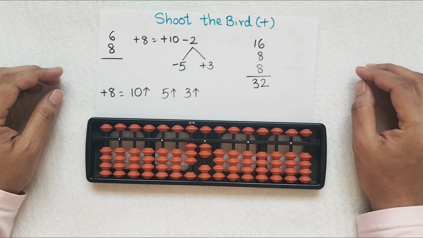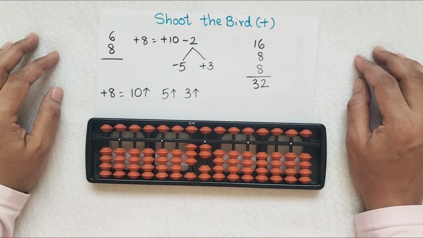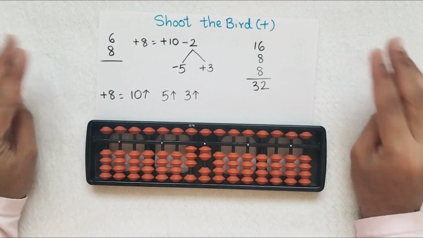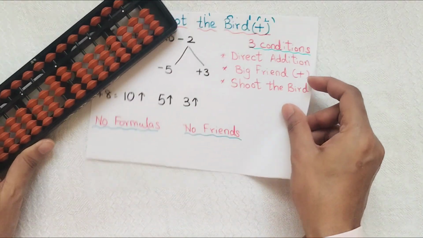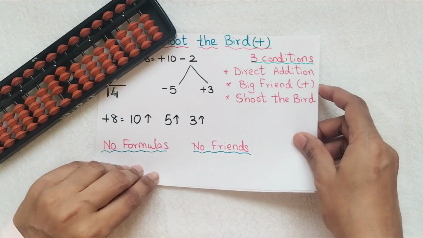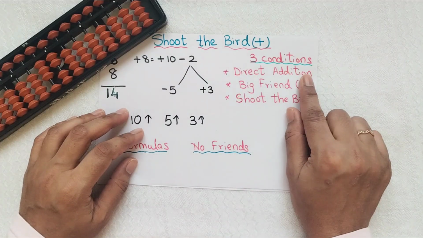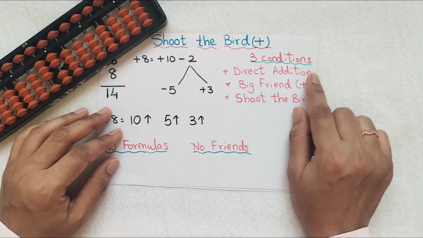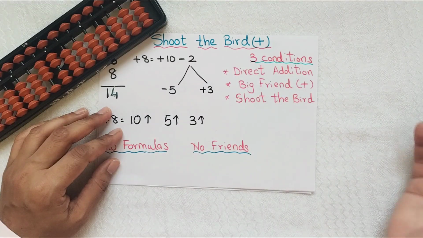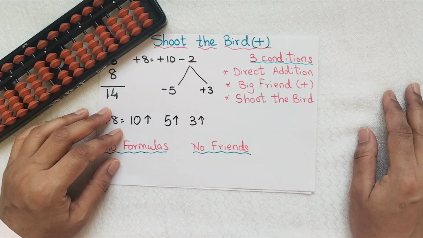Now since we have learned both the concepts, big friend addition and shoot the bird, how and when do we decide which technique or formula to use? For this you have to understand 3 conditions. First is direct addition. You have to go for direct addition. If direct addition is not possible, then you have to go for the big friend addition formula.